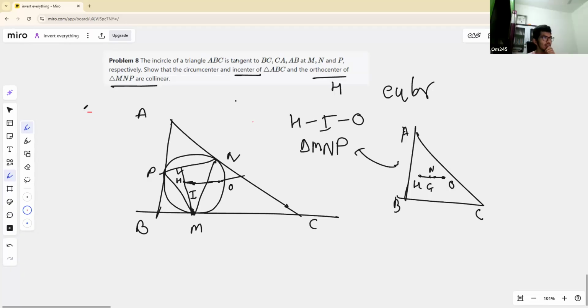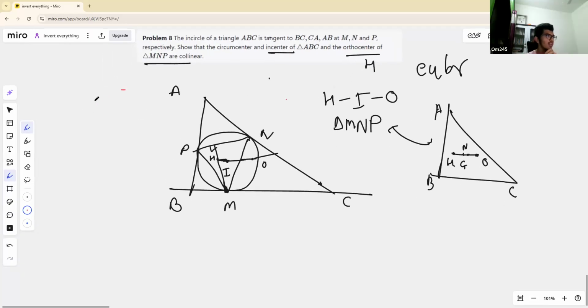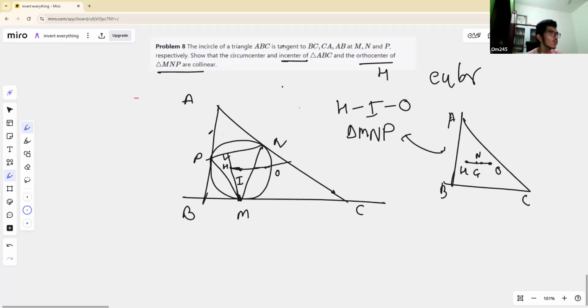Exactly. I want to emphasize that you can actually invert about the incircle. If you call this incircle omega, then we invert about omega. So the center is I, and let's see what happens. Okay, let's explore. M will go to M and P will go to itself. Then where will A go?